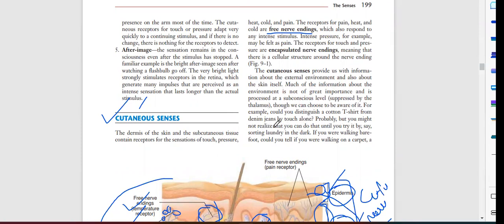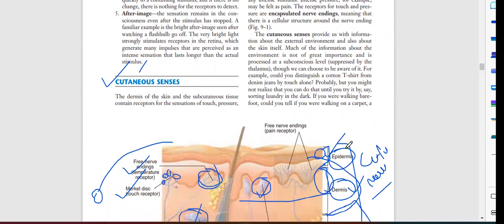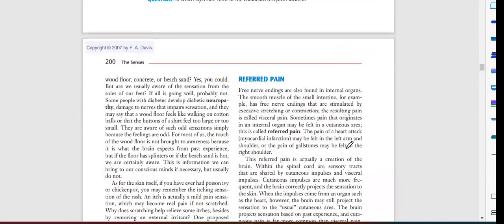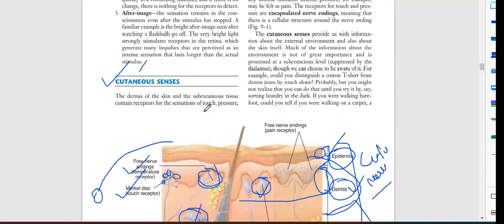Probably, but you might not realize that you can do that until you try it by, say, sorting laundry in the dark. If you were walking barefoot, could you tell if you are walking on a carpet, a wood floor, concrete, or beach sand? Yes, you could. But so here what is being explained is that.